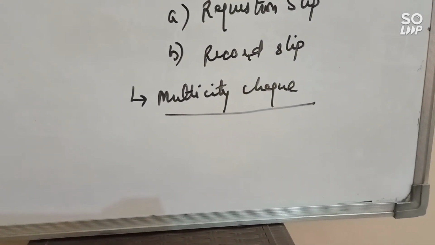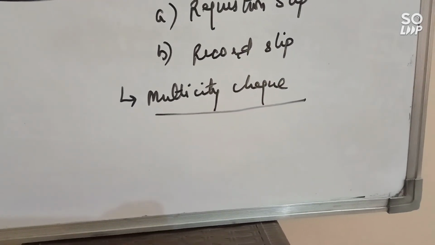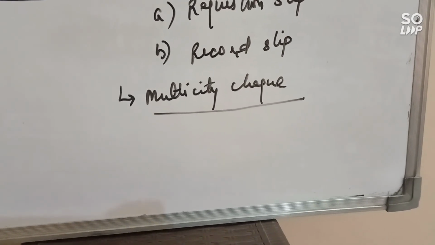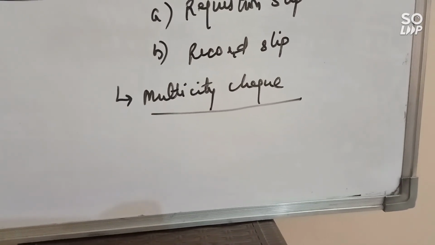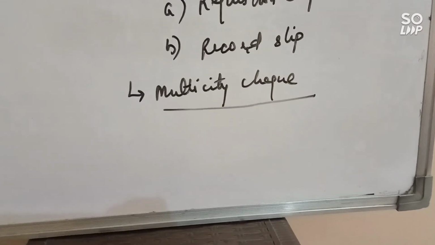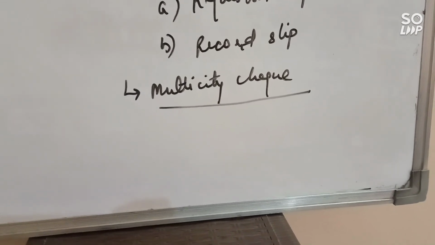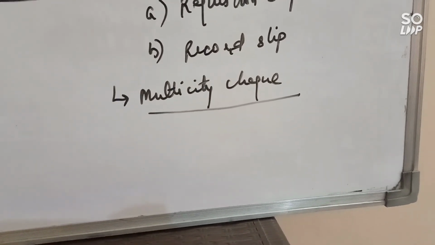Record slip means when we issue a check, we need to record the check number, date, in favor of, check amount, deposit, balance. Everything we will record in our record slip which is in the checkbook.